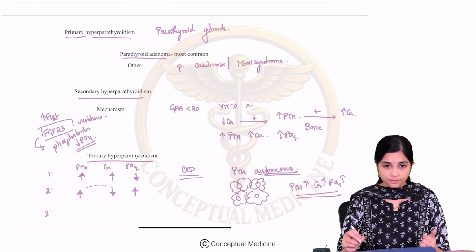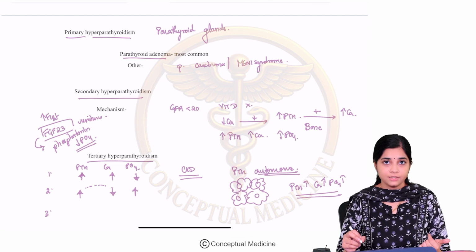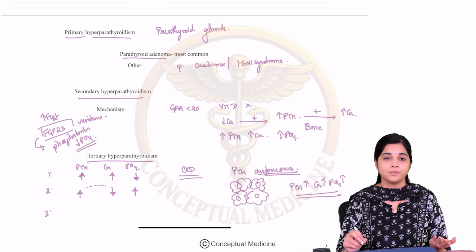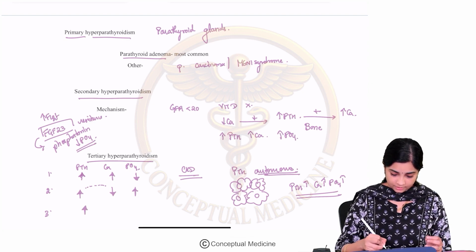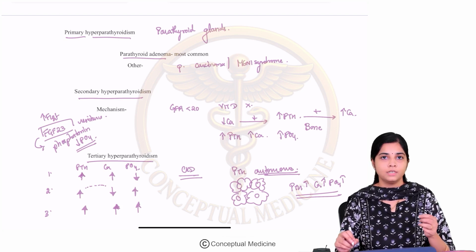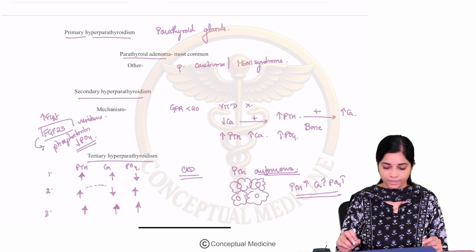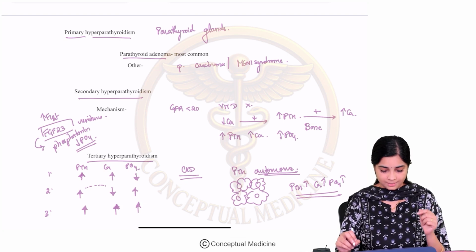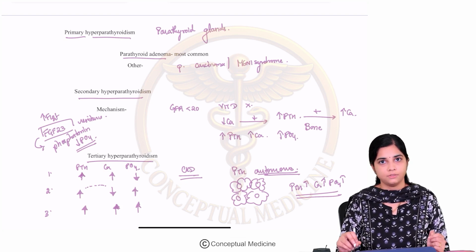Okay, fine. In your tertiary hyperparathyroidism, all of it is independent of the PTH action and hence all three will be elevated. There is autonomous functioning of your PTH and all three will be elevated in your tertiary hyperparathyroidism. Okay, so this is about your primary, secondary and tertiary hyperparathyroidism.